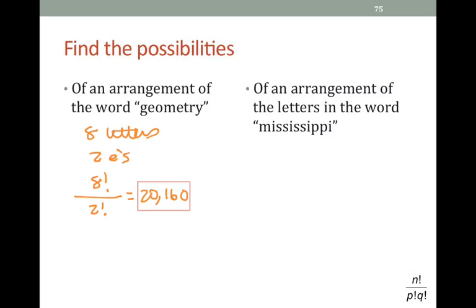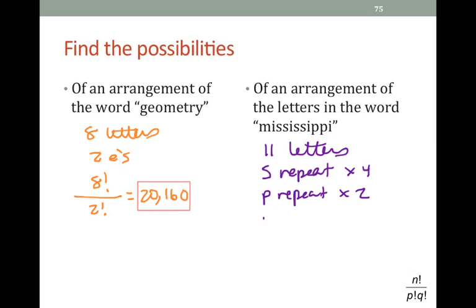Okay, what about Mississippi? This is kind of a famous permutation problem. So in this case we have 1, 2, 3, 4, 5, 6, 7, 8, 9, 10, 11 letters, okay? But let's look for repeats. We have the S repeat, and we have 1, 2, 3, 4 of those. So S repeats 4 times. The P repeats twice. The I repeats 1, 2, 3, 4 times. And that's it for our repeats.